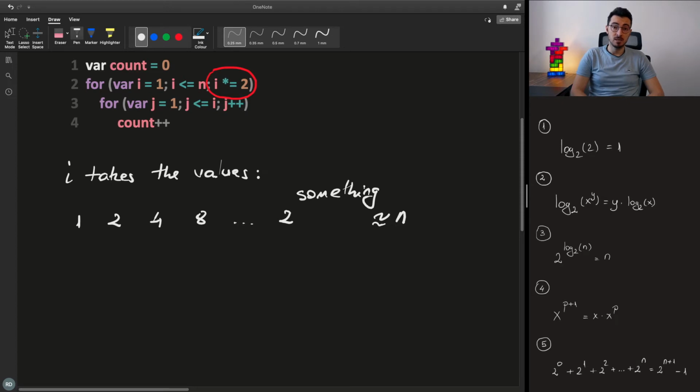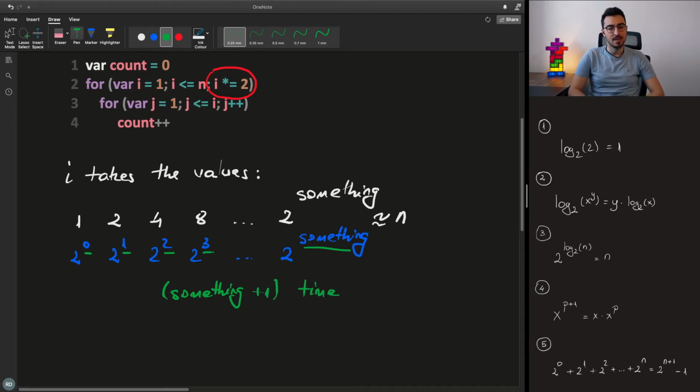So how many times is the first for loop executed? Well, let me rewrite the values that i takes as powers of 2. We have 2 to the 0, 2 to the 1, 2 to the 2, and so on until we reach 2 to something. It's almost like the powers themselves give us the clue. 0, 1, 2, 3, all the way to something. We therefore have something plus 1 times. That's the number of times the first for is executed, something plus 1.